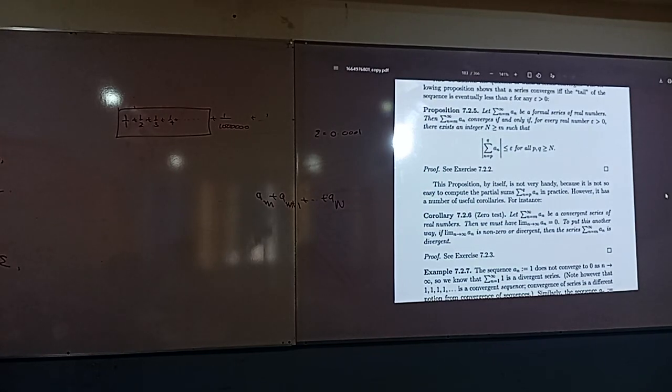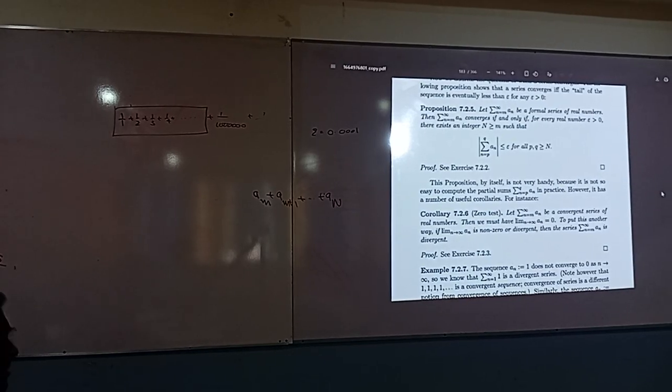Zero test, he has assigned as exercise. Let's prove it, but let's talk about it. What he says is that if sigma a_n is a convergent series of real numbers, then we must have limit a_n equal to 0. We have to prove it.